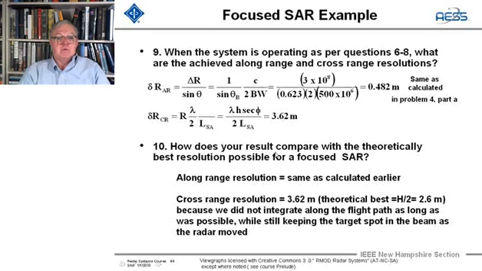And how does this compare with the theoretical best resolution? The long-range resolution is the same as calculated earlier. The cross-range resolution, 3.62, is not quite as good as our theoretical best, because we didn't integrate along the flight path as long as was possible while still keeping the target spot in the beam as the radar moved.